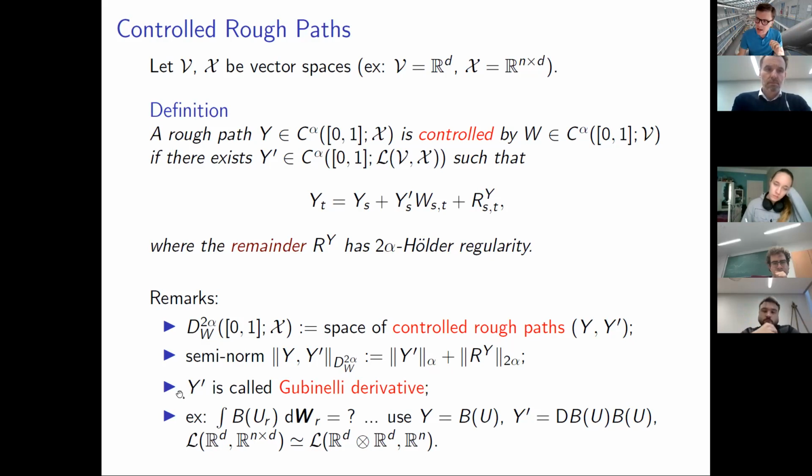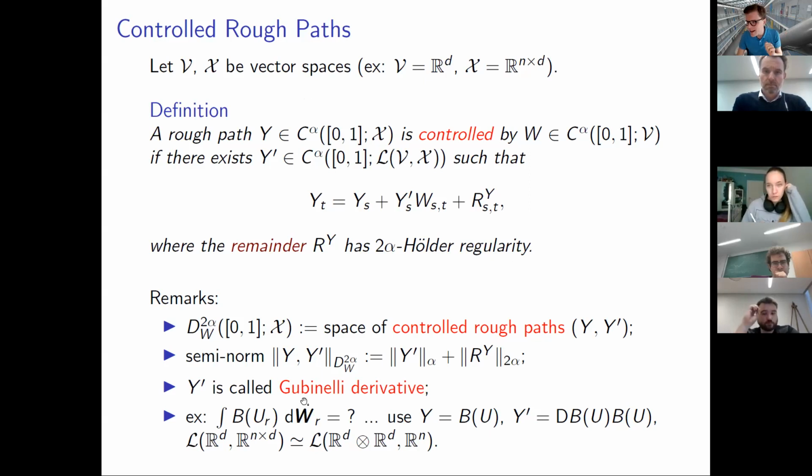And Y prime I will call the Gubinelli derivative, and I will also say, okay, there are many examples where you can compute the Gubinelli derivative, right? Where you can just sort of say Y is, for example, B of U, and Y prime is actually just some sort of classical chain rule. So quite often when we do all our calculations below, really working with Y prime is a little bit like working with a derivative. Okay, that's sort of the idea.